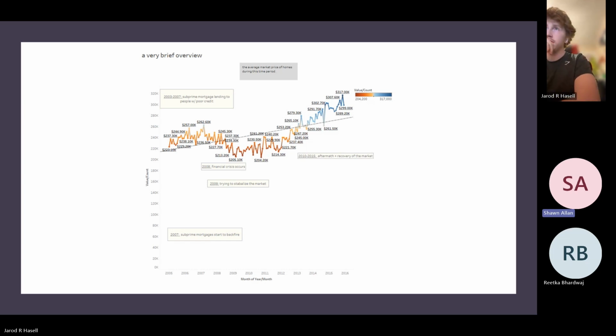As for the visualization itself, I utilized the orange and blue diverging color scheme to signify whenever the price grew, and also to emphasize when the price dipped during the market. This makes sure that it's color blind friendly, but also emphasizes the deflation of the housing market during that period.